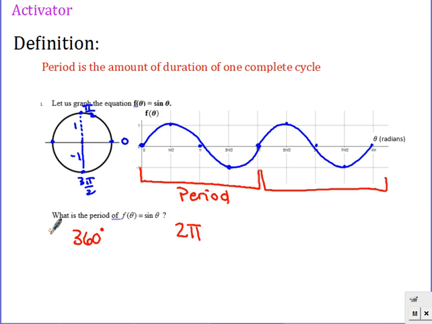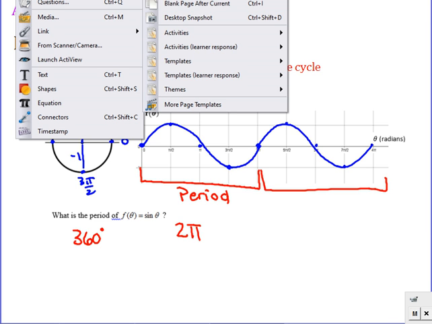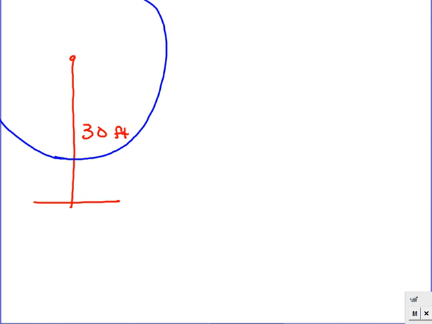All right, before we move any further, actually I'm going to insert a page, and let's remember what we were talking about with the Ferris wheel. So the center of the Ferris wheel was 30, I can't remember if it was meters or feet. I'm just going to say feet. 30 feet off the ground. Okay, the center of the Ferris wheel. And then the radius was 25 feet. Okay, and then it took us 20 seconds to get around one full cycle of the Ferris wheel.